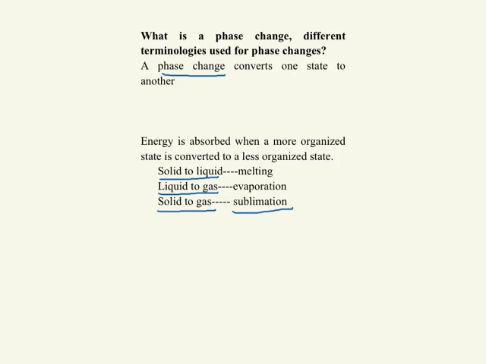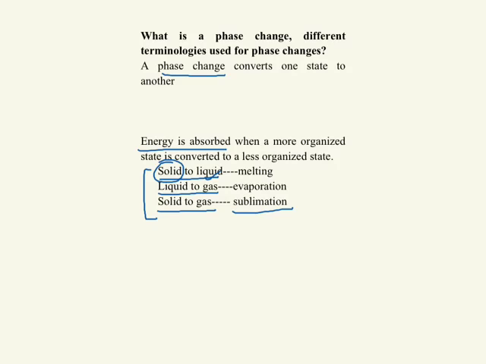Now, for these three processes, energy is absorbed because when a more organized state is converted to a less organized state, some of the intermolecular forces are broken. So energy must be absorbed to overcome some of the attractive intermolecular forces that hold the organized solid molecules together to form the more random liquid phase.